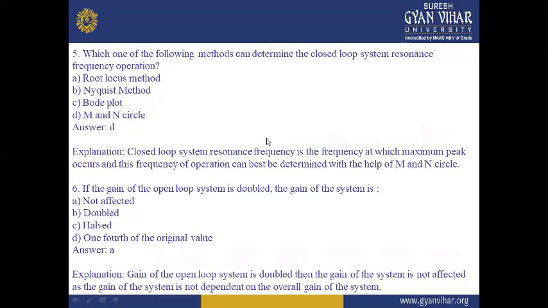The next question is, which one of the following methods can determine the closed loop system resonance frequency operation? That is your M and N circles.